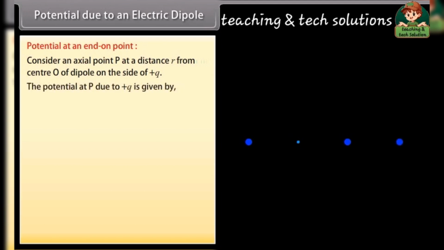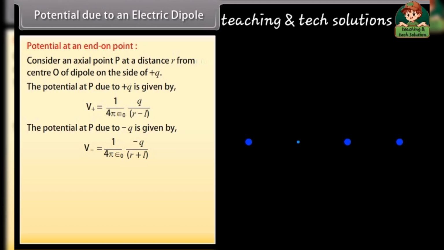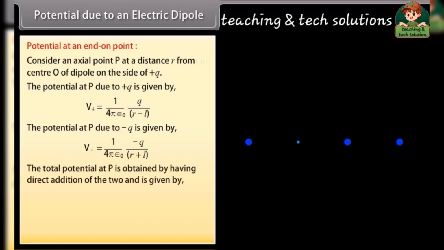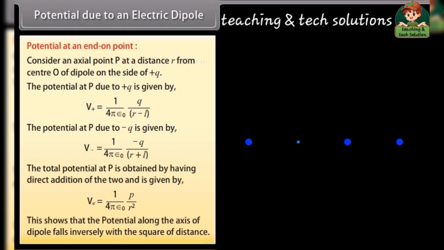The potential at P due to +q is given by V positive equals 1 upon 4 pi epsilon naught multiplied by q upon r minus l. The potential at P due to -q is given by V negative is equal to 1 upon 4 pi epsilon naught multiplied by minus q upon r plus l. The total potential at P is obtained by direct addition of the two and is given by V_E is equal to 1 upon 4 pi epsilon naught multiplied by p upon r square. This shows that the potential along the axis of dipole falls inversely with the square of distance.